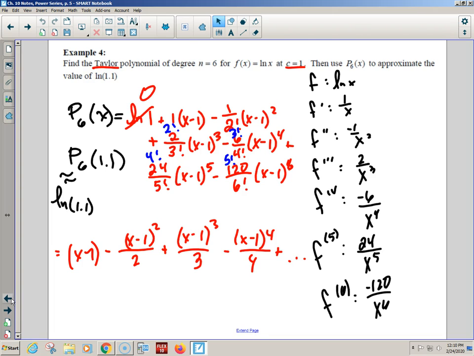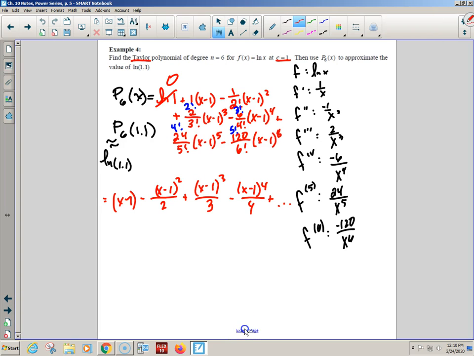Did we actually use this? I don't think we finished. We made it. We simplified it. What did we not do? We didn't use it to approximate. So therefore, how do we finish off this problem and then proceed forward to the next problem?